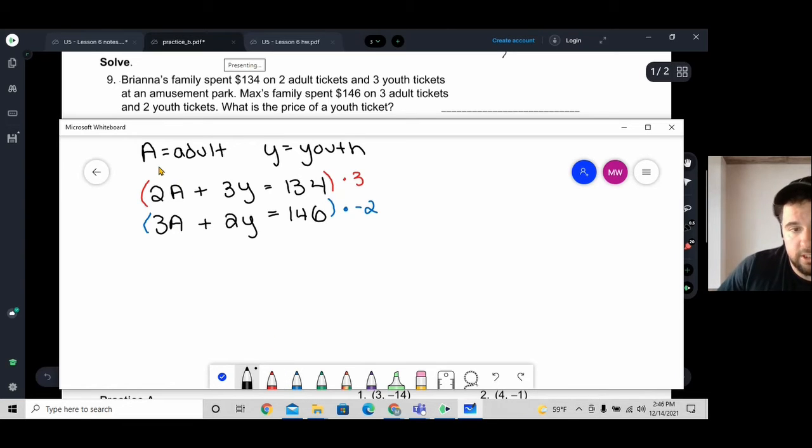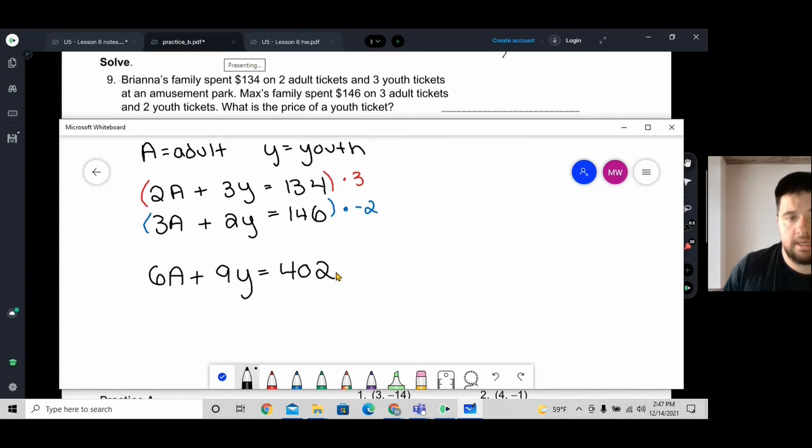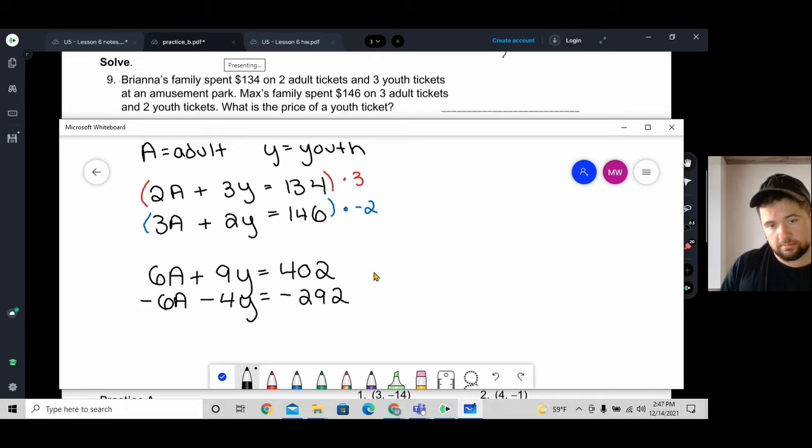So that's going to make my top equation turn into this: 6A plus 9Y equals 402. And it's going to make my bottom equation turn into -6A minus 4Y equals -292. All right. Now, you'll notice right away my A's are going to cancel.